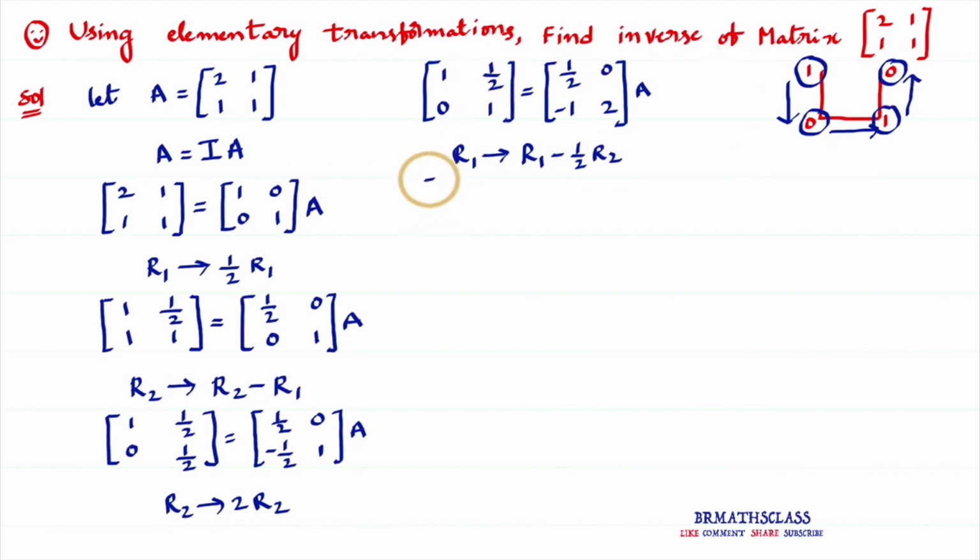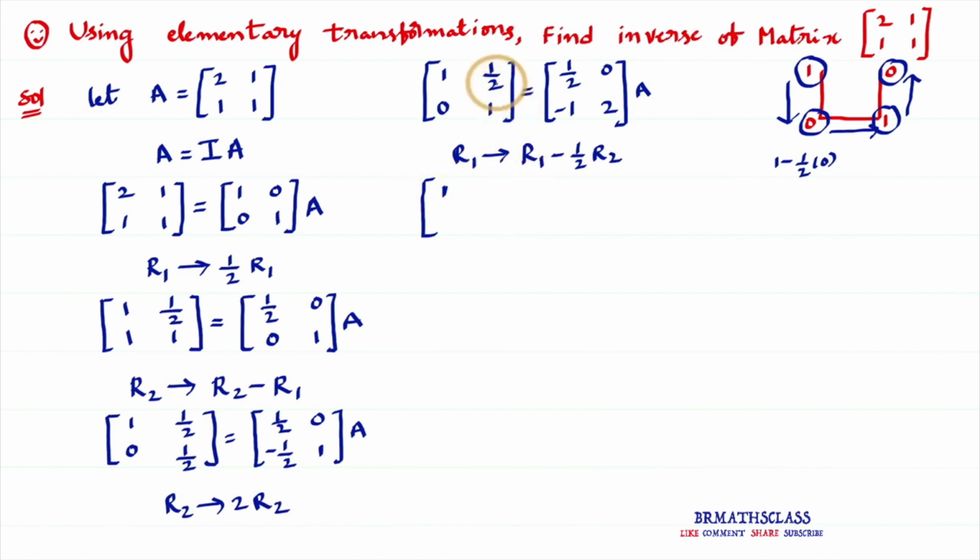Okay. Now, any change in R1? Yes, change is there in R1. What is that change? R1 minus 1 by 2 into R2. Okay, R1 means what element here? 1 minus 1 by 2 into R2. R2 means what element is there here? 1 by 2 into 0. So this is 1 minus 1 by 2 into 0 is 0. 1 minus 0 is what? That is 1 only. So this element is 1 only.